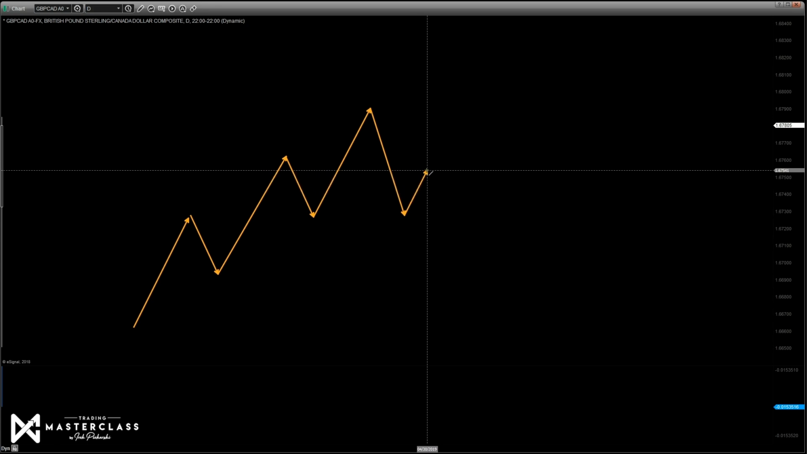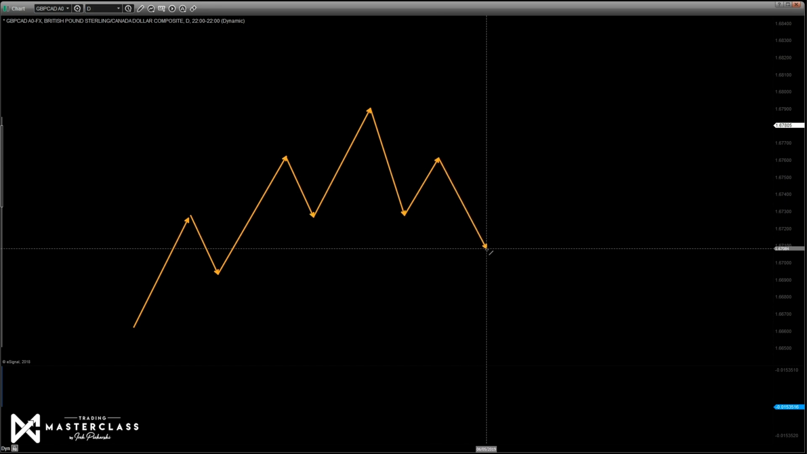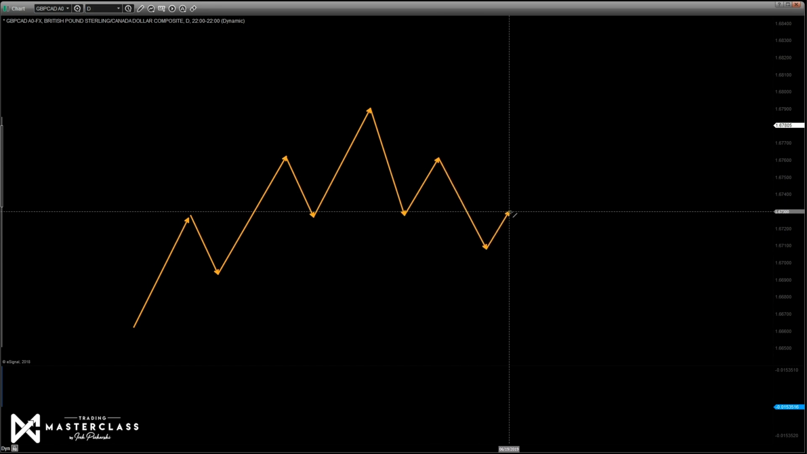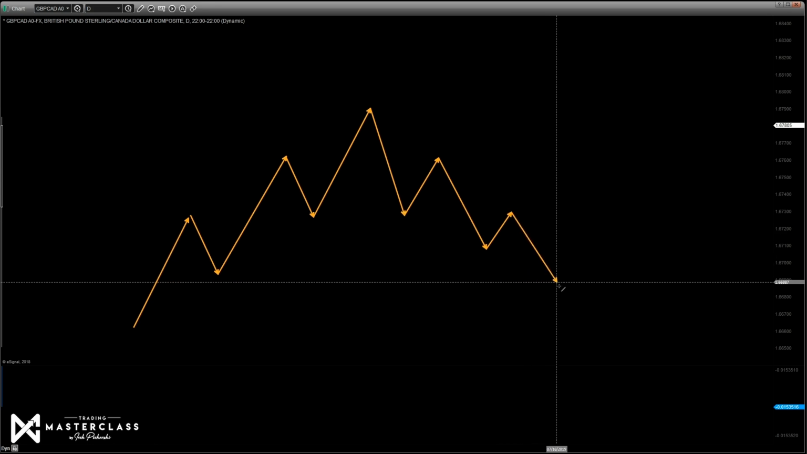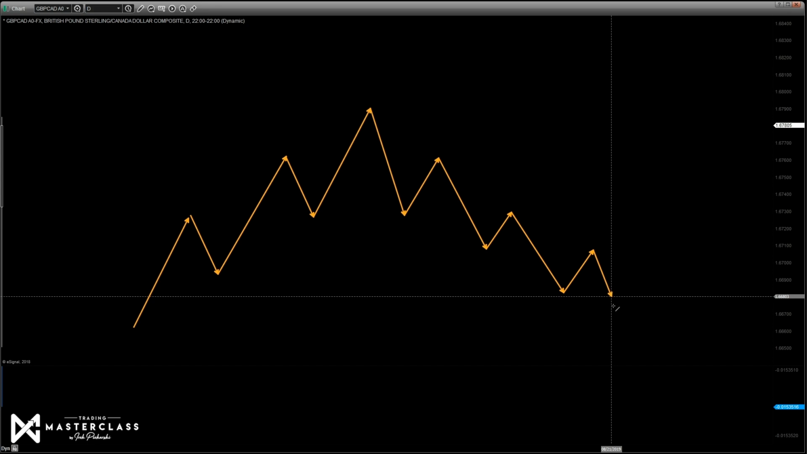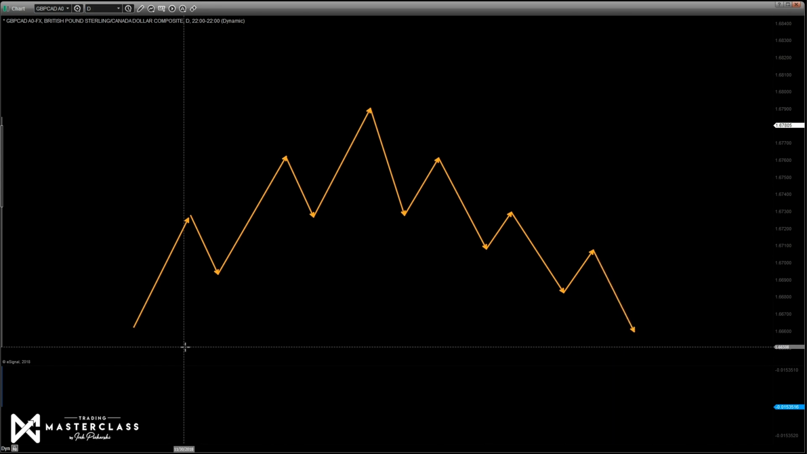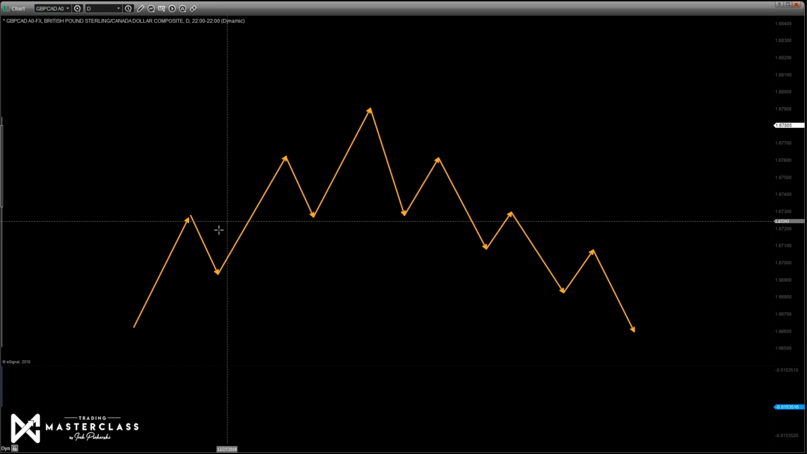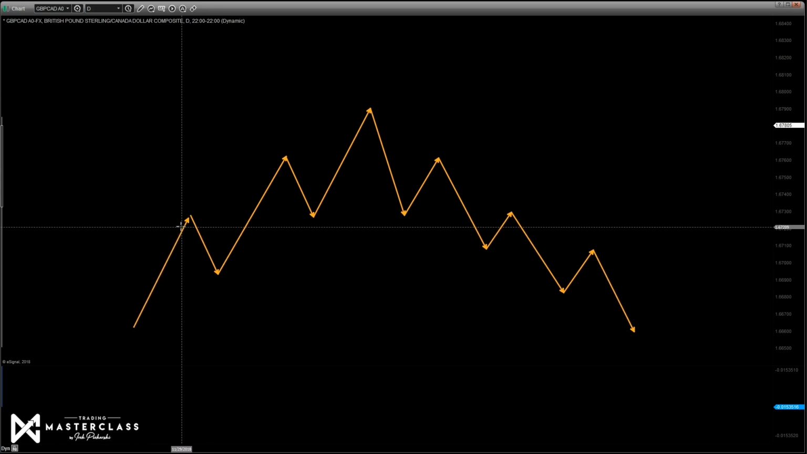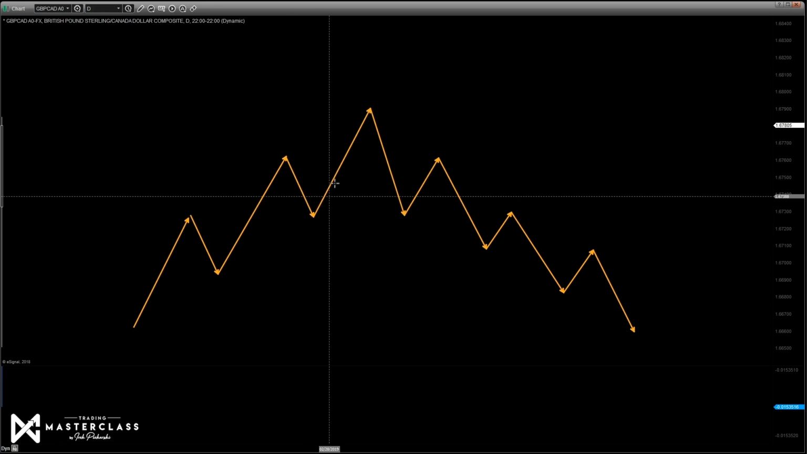Run, but now it's stopped. Maybe it did not continue all the way up there. It stopped there. And then it reversed. Run down, pull back. Okay, run down, pull back. And a run down to the lows. Okay, so what do we have here? We have a bullish trend with a run, okay, then a pullback, a run and a pullback and a run.